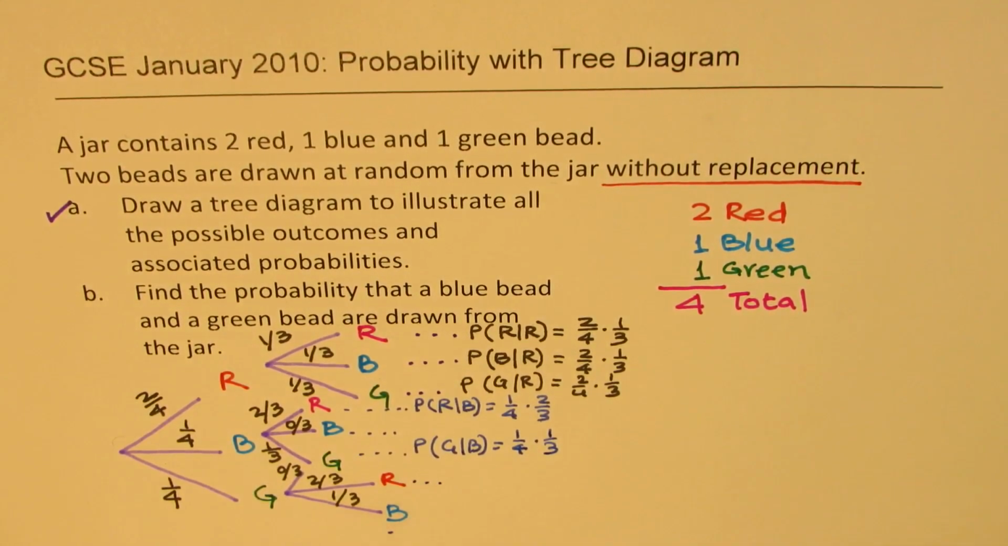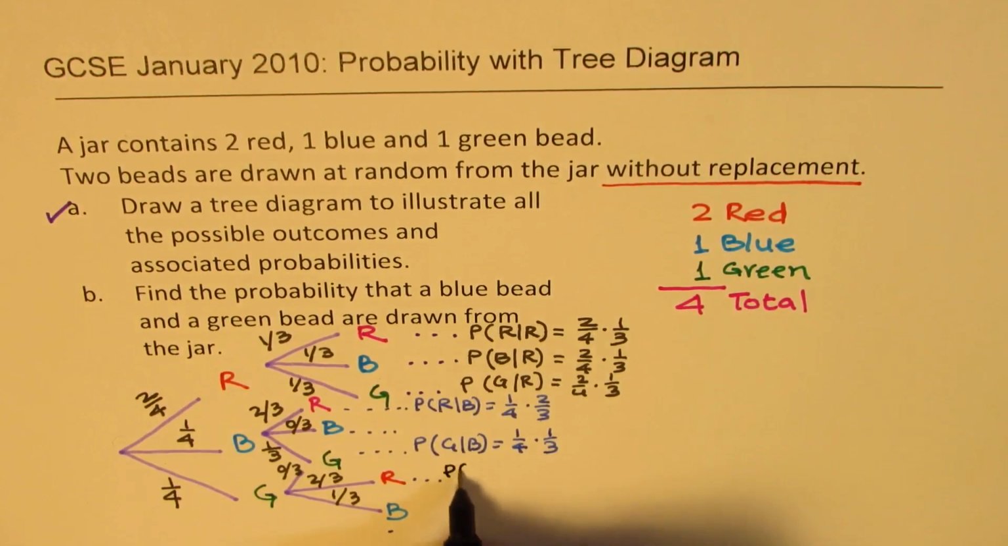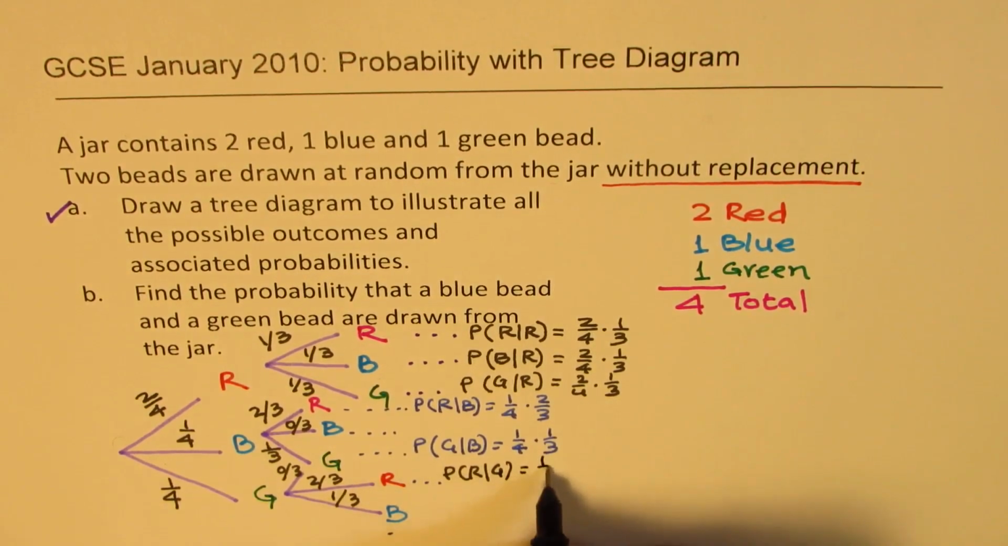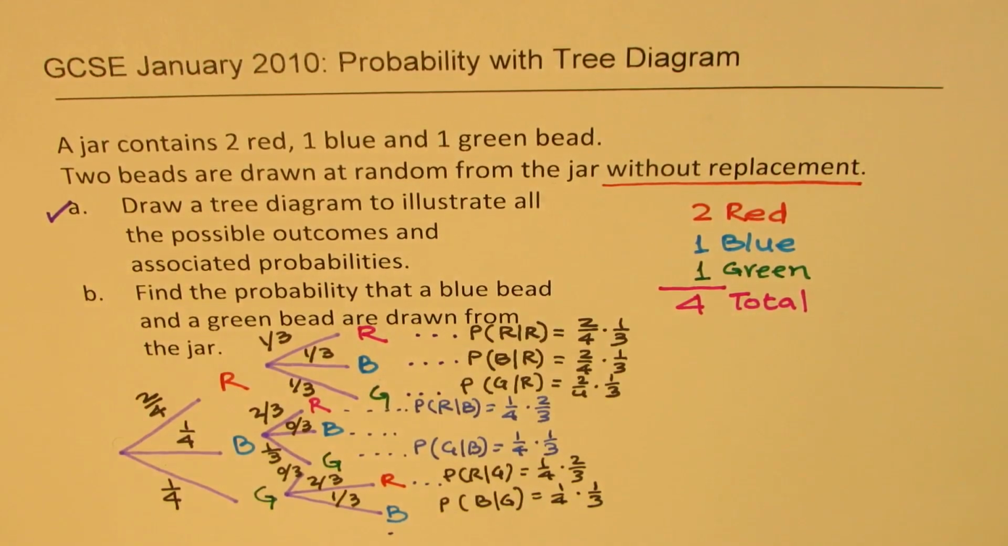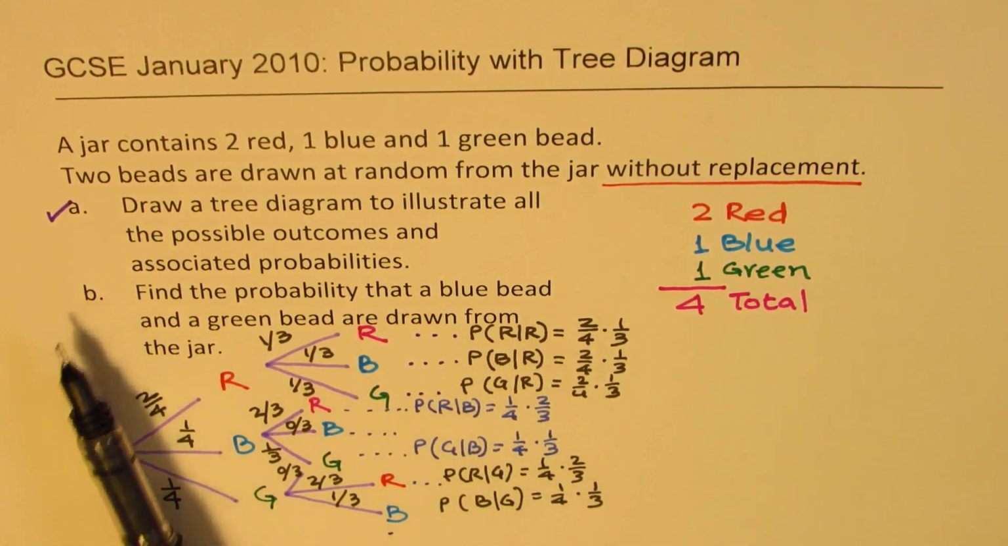In this case, we get 2 probabilities. We cannot get green again, right? So we get probability of red when initially it was green, and that is 1 out of 4 times 2 out of 3. The last one here is probability of getting a blue when the first one was green and is 1 out of 4 times 1 out of 3. Is that clear? So you could always simplify and write a number there, but for understanding, this is a better format.